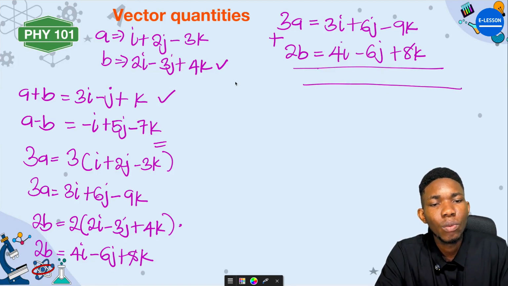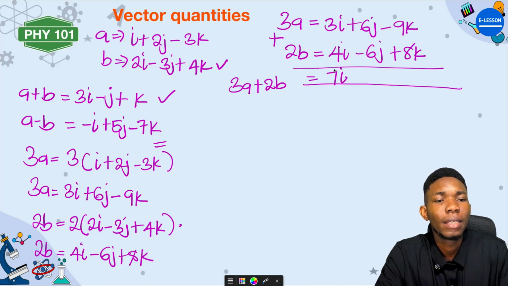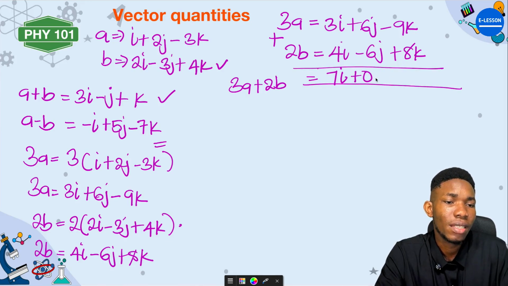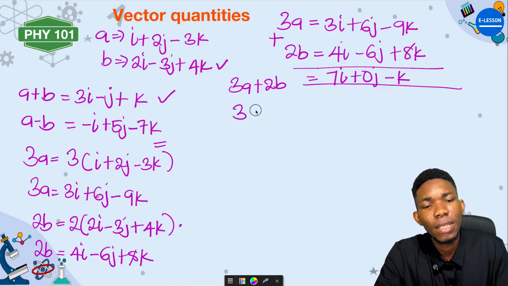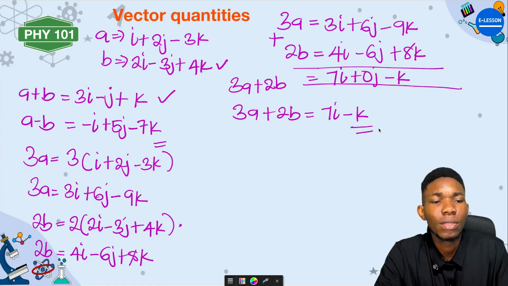So we now have 3a plus 2b will be equals to 3i plus 4i will give us 7i. 6j plus minus 6j, this will cancel to give us what? 0. Then 0j, which is 0, right? Minus 9k plus 8k gives us minus k. So the correct answer for 3a plus 2b will be 7i minus k.